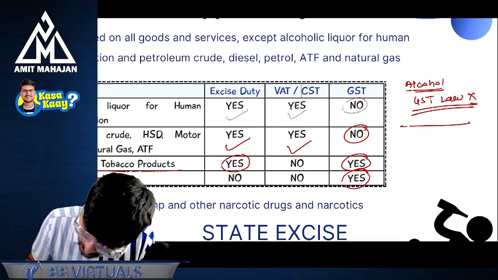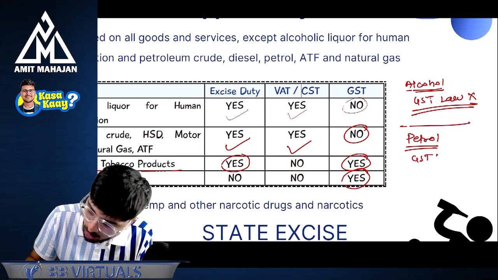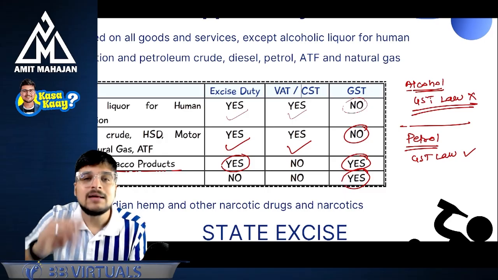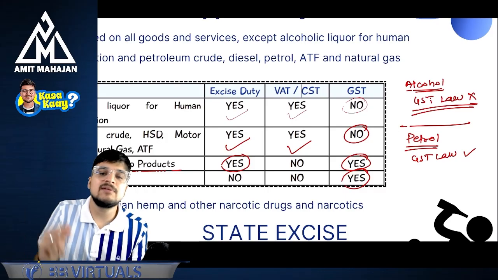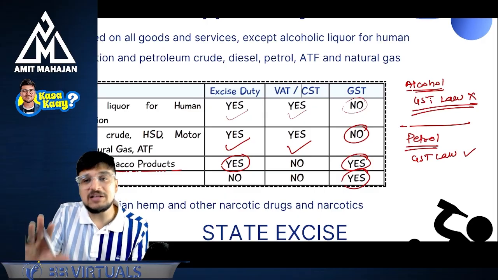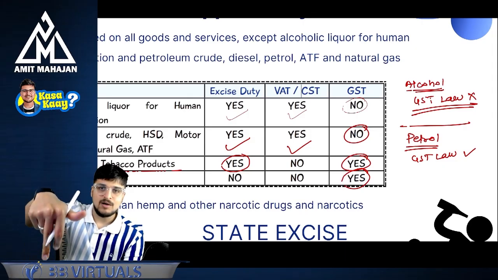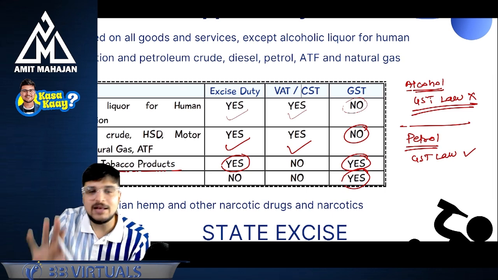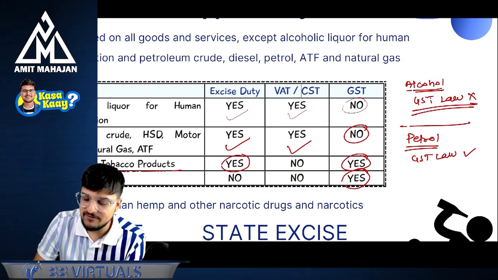But if we talk about petrol, petrol is there in GST law. But currently, they have said that we will notify when GST will be applicable on petrol. So we are waiting for the notification. Right now, it is not taxed, but it is there in GST law. If they want to charge GST on petrol, they can charge from tomorrow without any problem. But in case of alcohol, they can't charge from tomorrow because they will have to amend the GST law.